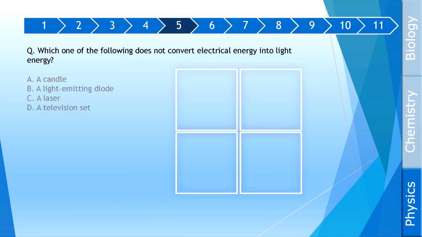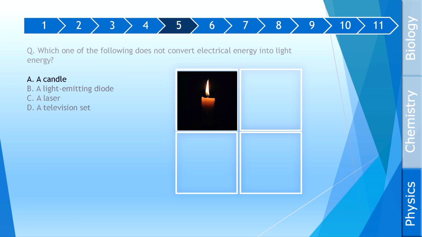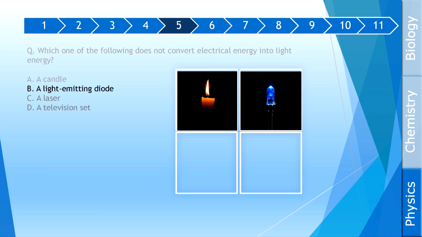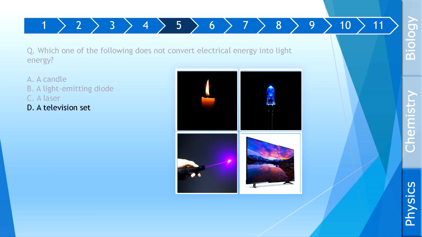Moving on to the 5th question, which is a very easy question. The question simply asks which of the following does not require electricity to produce light. A. Candle, B. LED, C. Laser, D. TV. Obviously option A is our answer.